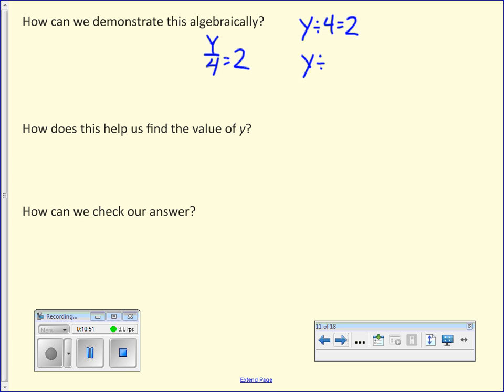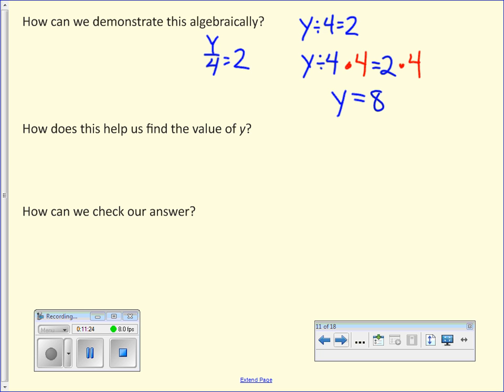So if it's being divided by 4, what do I have to do to get the identity back? Multiply by 4. Whatever I do on one side of the equation, I have to do to the other side of the equation. So y divided by 4 times 4 is y. 2 times 4 is 8. I got the same thing.